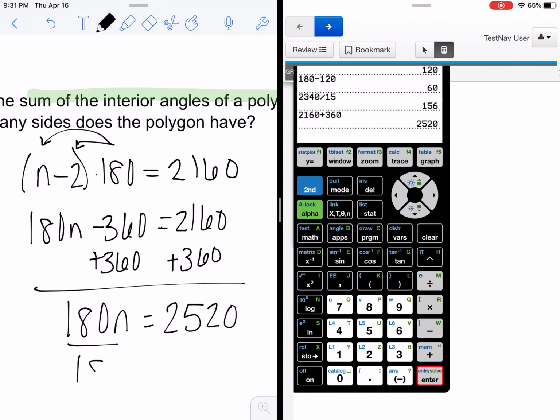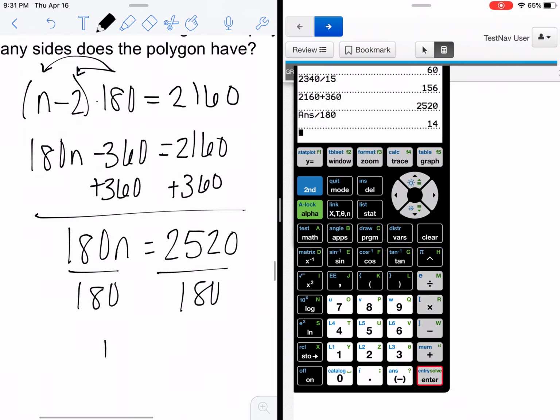And then I'm going to divide by 180, which gives me an answer of 14 sides. So I can work that formula backwards as well.